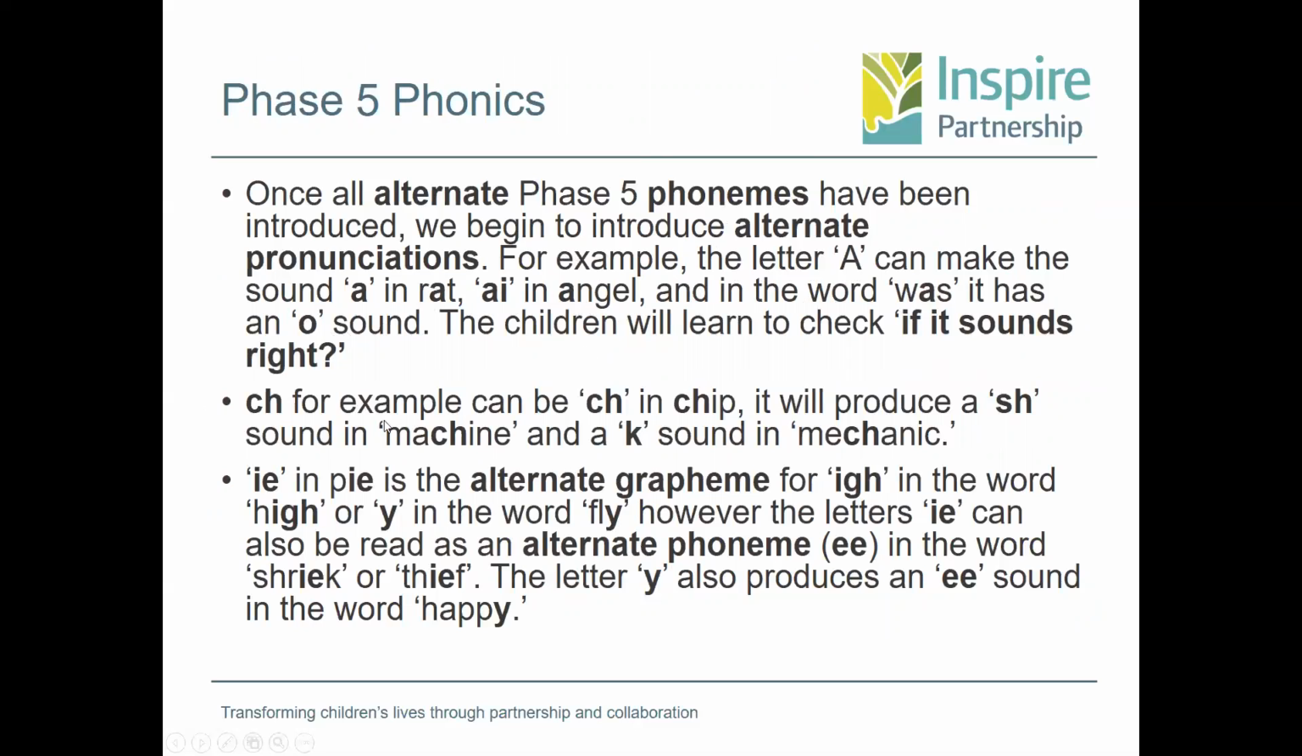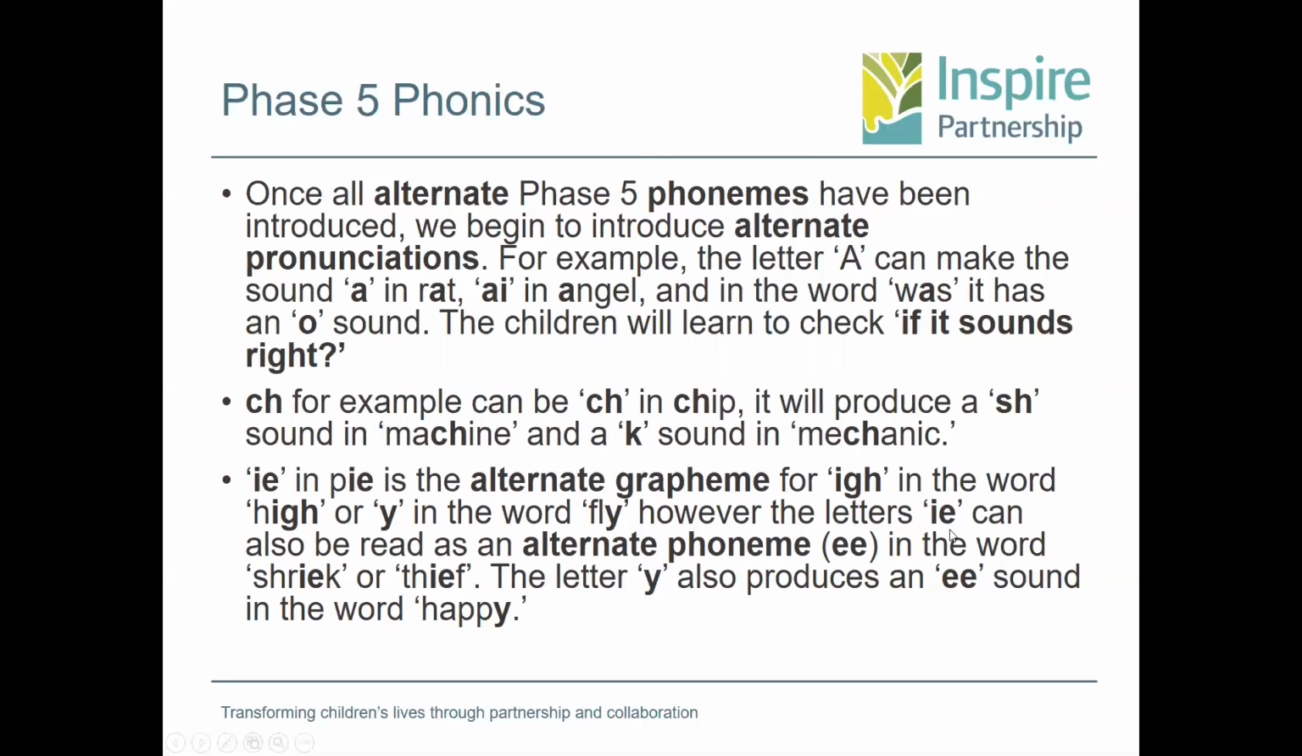Angel. Ch, for example, can be ch in chip. It will produce a sh sound in the word machine and a k sound in the word mechanic. And they'll do the same thing. They'll check if it sounds right when they read them. Once they learn that this grapheme, ch, can be a ch, sh, or a k, once they learn that those three represent the same grapheme, then they can decide if it sounds right. I in pi is the alternate grapheme for i in the word high or for y in the word fly. So i is an alternate grapheme for these other phonemes.